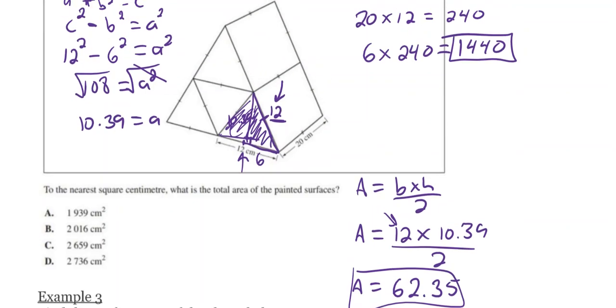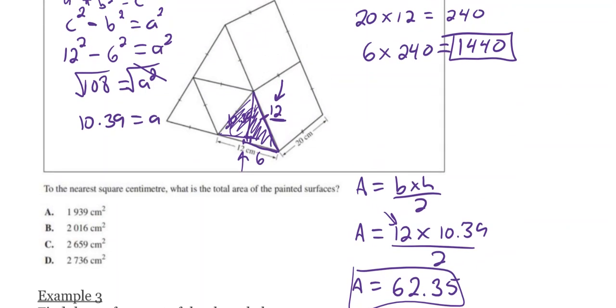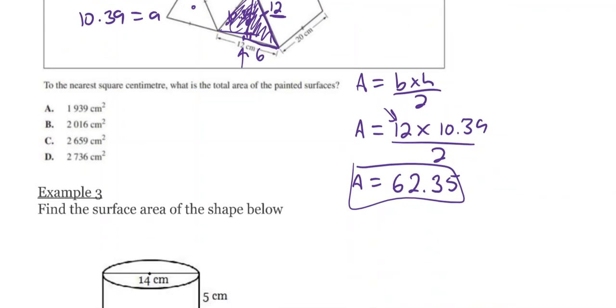Okay. Now we just need to add them all up. So let's count how many triangles we have. So in the front, we've got 1, 2, 3, 4, and then 4 on the back. So there's 8. So I just got to go 8 times 62.35.